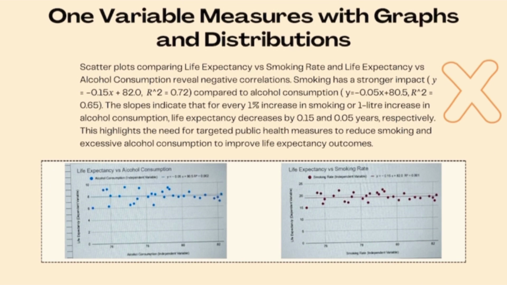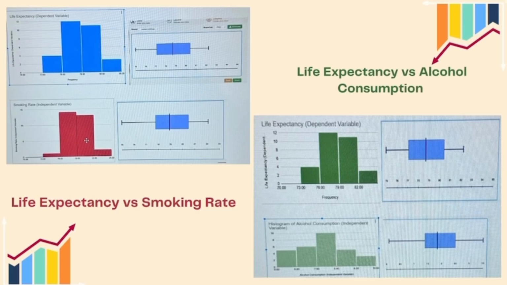The trend line for life expectancy versus alcohol consumption is y equals 0.05x plus 80, showing a weaker impact, with life expectancy decreasing by 0.05 years for every 1 liter increase in alcohol consumption, R-squared value of 0.65. Both variables negatively affect life expectancy, with smoking having a stronger impact. Box plots visually represent these distributions, showing how life expectancy varies across different levels of smoking and alcohol consumption, confirming the negative trends observed in the scatter plots.